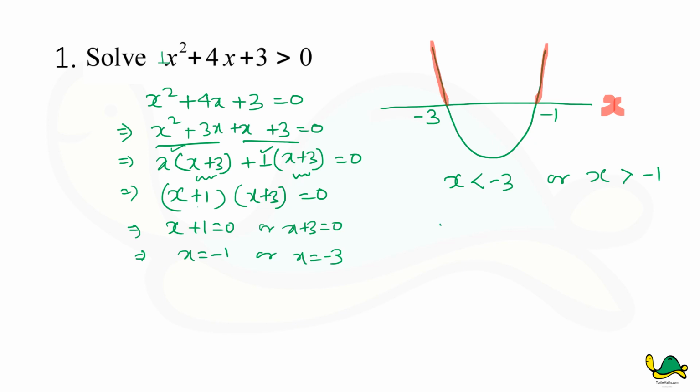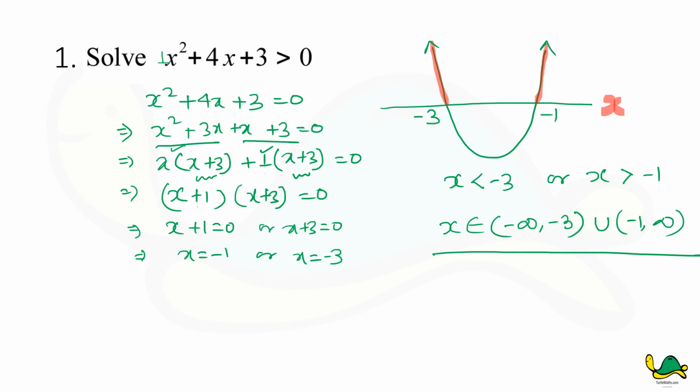You can also write it in set builder form. So x is an element of negative infinity to negative 3 union negative 1 to positive infinity. You can see this continues, and that's the solution of this quadratic.